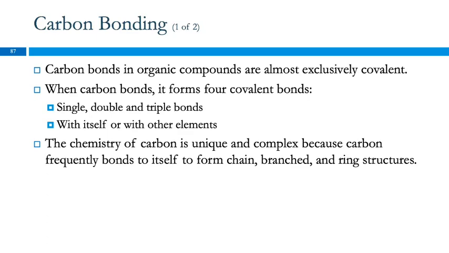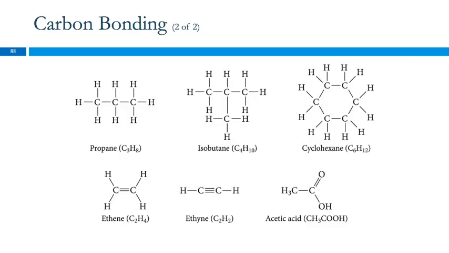The chemistry of carbon is so unique and complicated because carbon frequently bonds with other carbon atoms, making long chains of carbon atoms. And those chains can be straight, or they can have branches, they can make rings. There's all kinds of cool things.